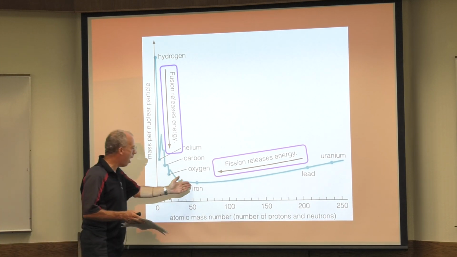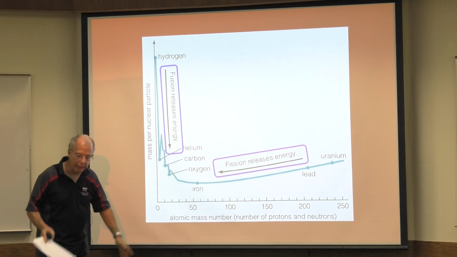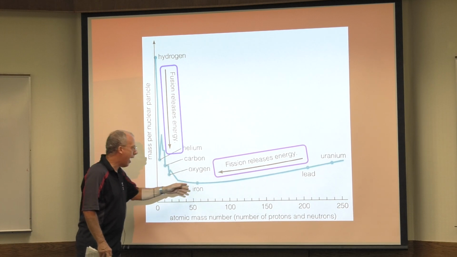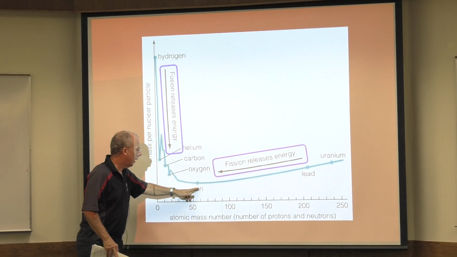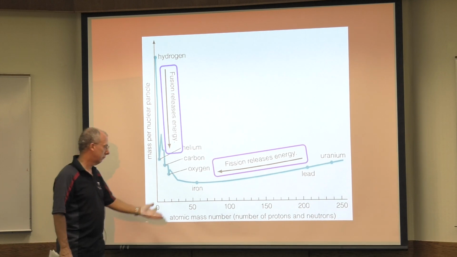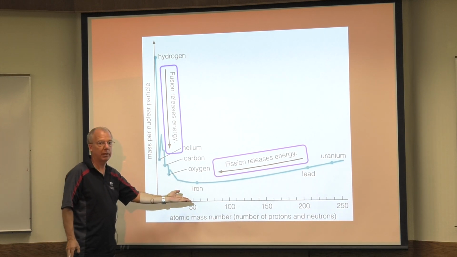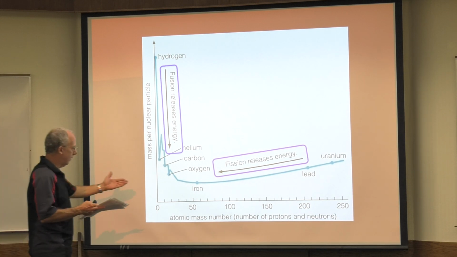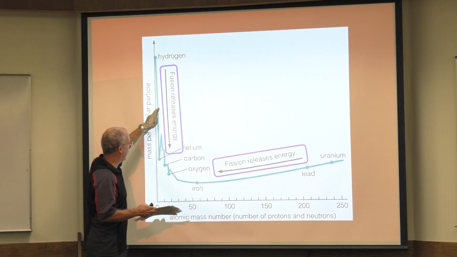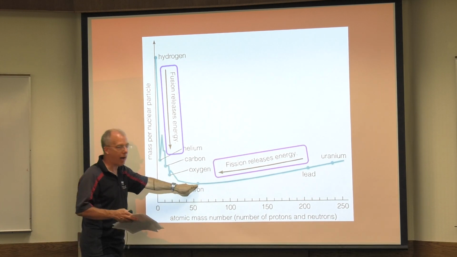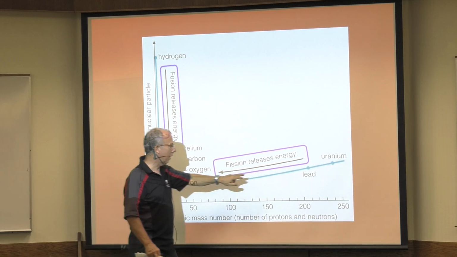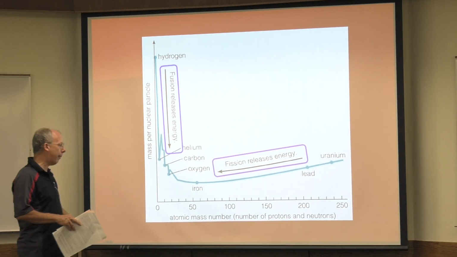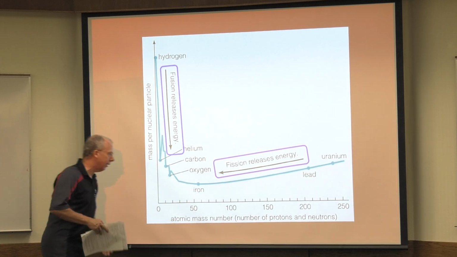What's the bottom? The bottom is iron. Can iron undergo fission or fusion and release energy? No, it can't, right? Okay, so once you have all these different fusion reactions, you get to iron and you're stuck. Once you get all these fission reactions, you get to iron and you're stuck. Nothing happens after iron, okay?